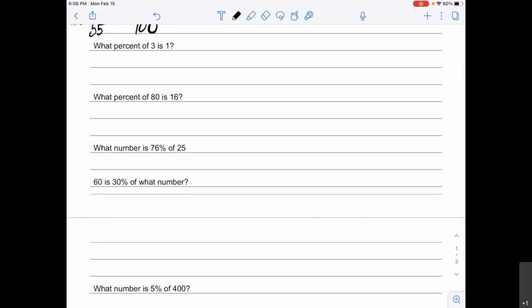The big trick here is that we need to figure out what is the part, what is the whole, what's the percent, all of that, and fill in our proportion. So in filling in our proportion, we always know 100 goes here.